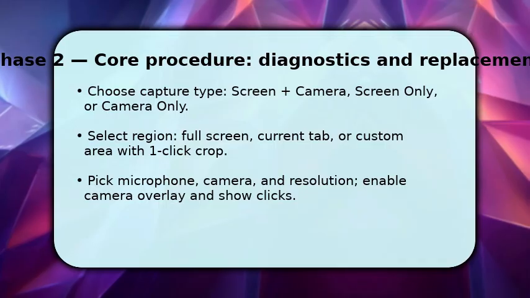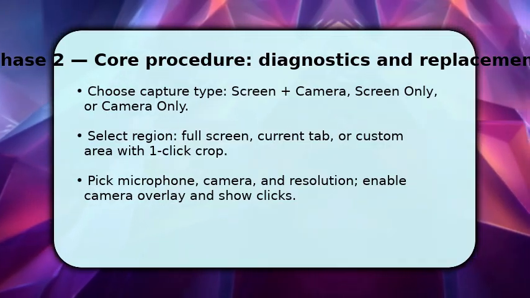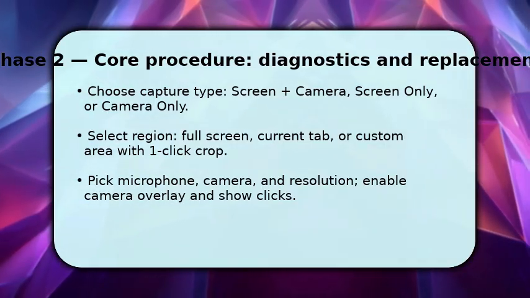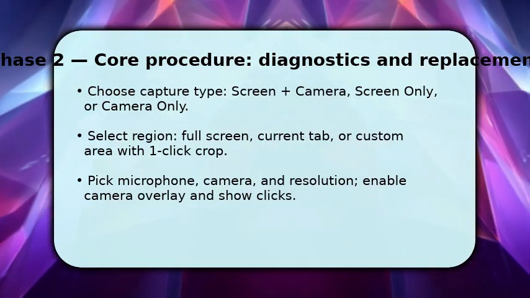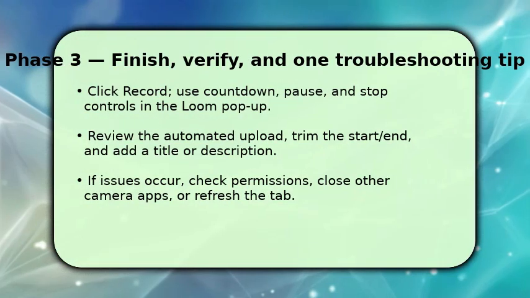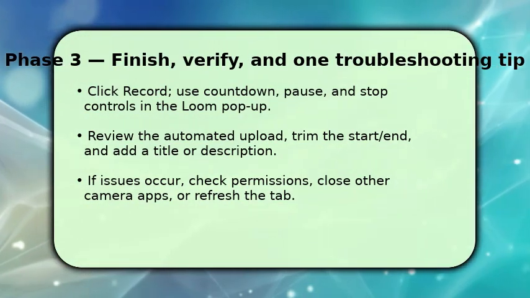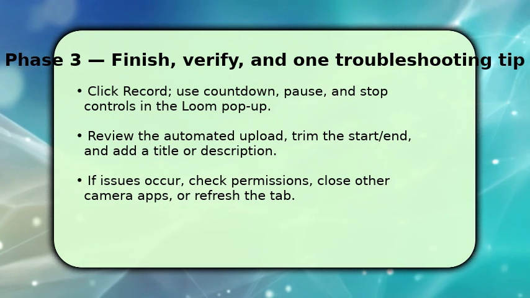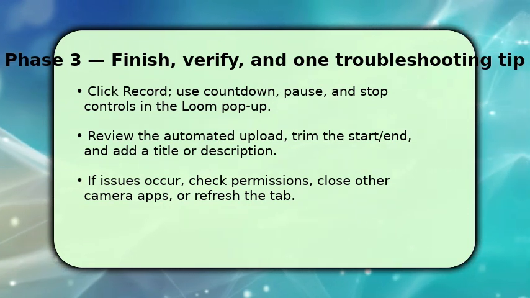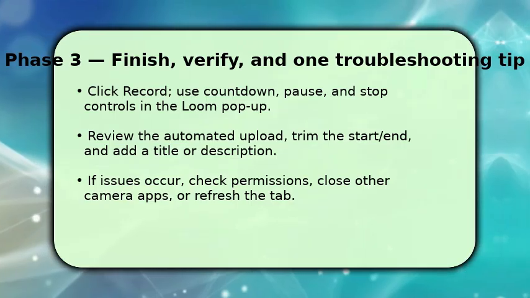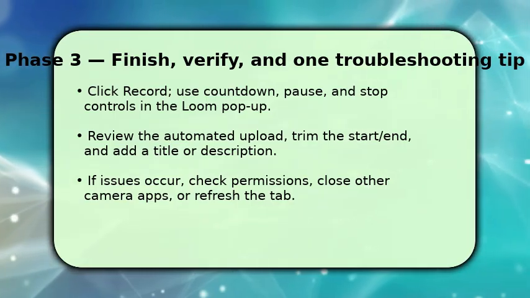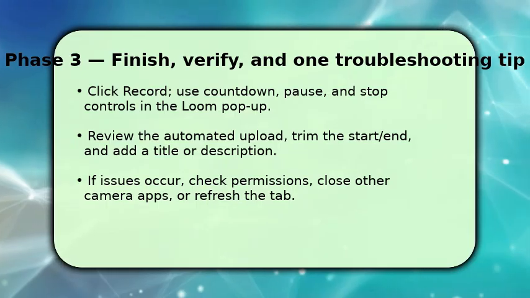Confirm which microphone and camera Loom will use, and set resolution if available to match upload limits. Finally, toggle options like show clicks, and when you're set, press record. Loom gives a short countdown so you can prepare, then use pause as needed and stop when finished. Once you stop, Loom uploads automatically. Review the video, trim the start or end, add a clear title, and copy the share link.